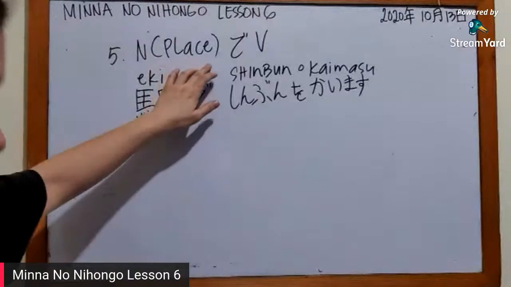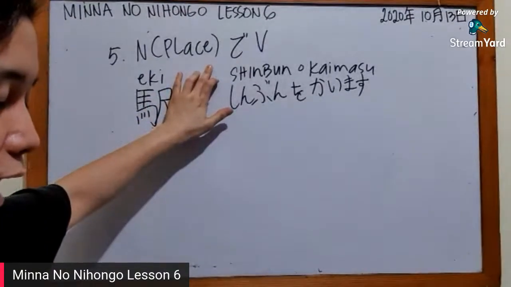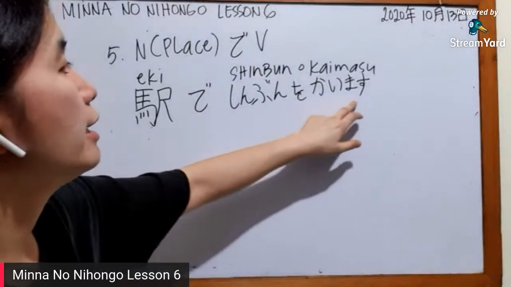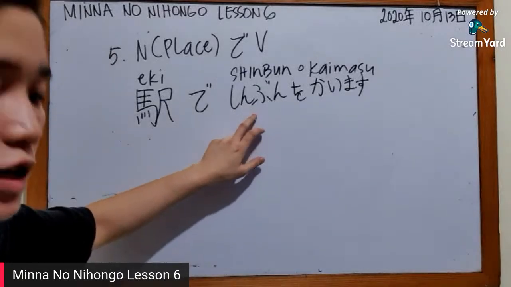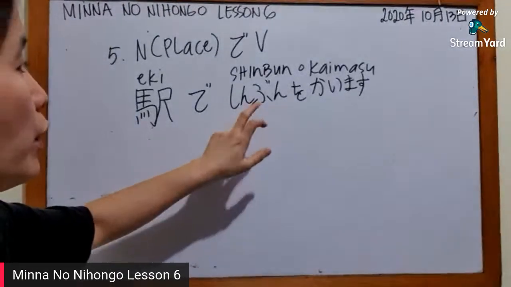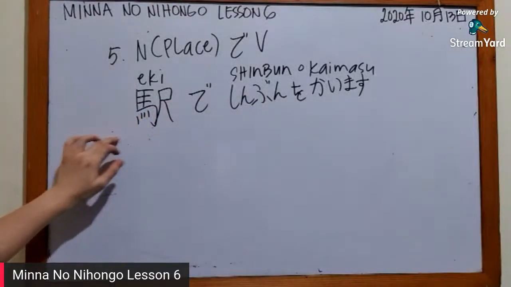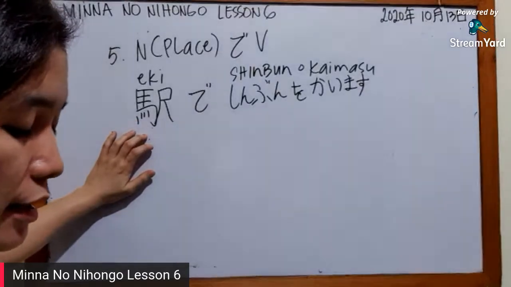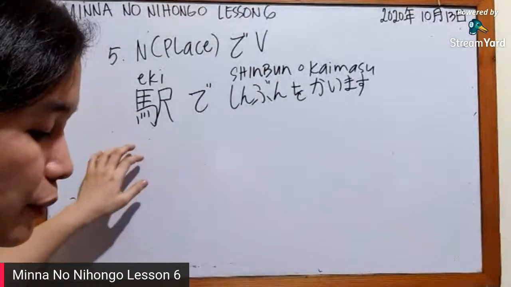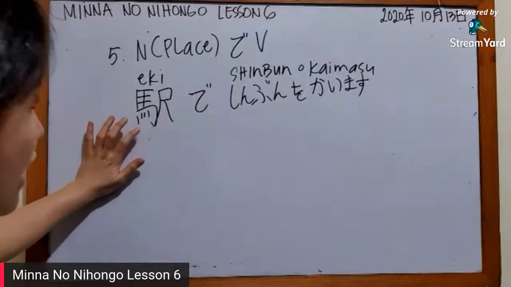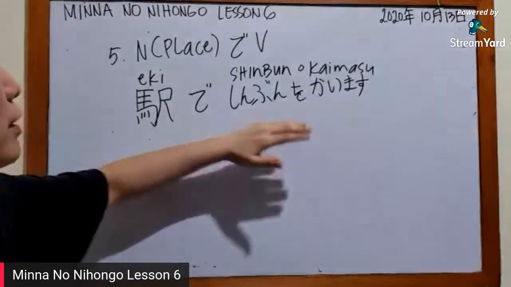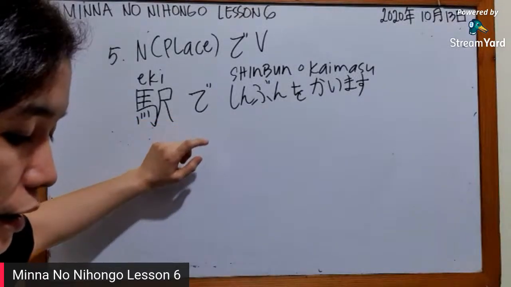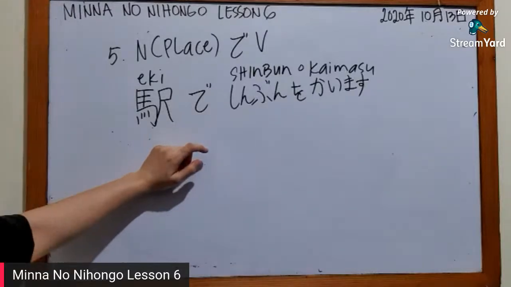In here, this de indicates the place where an action occurs. So where will he buy this shinbun? Shinbun is newspaper. Here in the station. He will buy it here. So, saan nangyari? In Tagalog, saan nangyari yung ito? Kaya, ang particle is de. De kapag kung saan nangyari ang isang action, ang isang bagay.